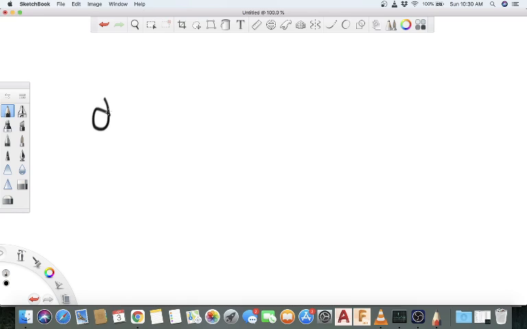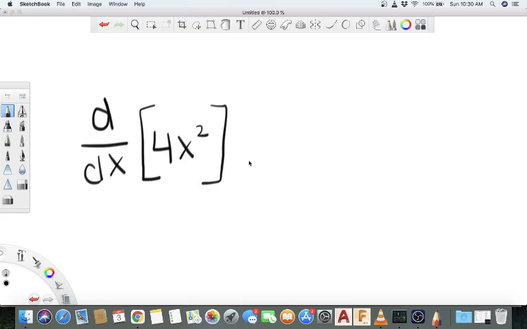So what if we had the derivative of 4x squared? So it's the same concept here. We would take 2 and multiply it by 4 and raise x to the power of 2 minus 1. So what we would be left with here is 8x.